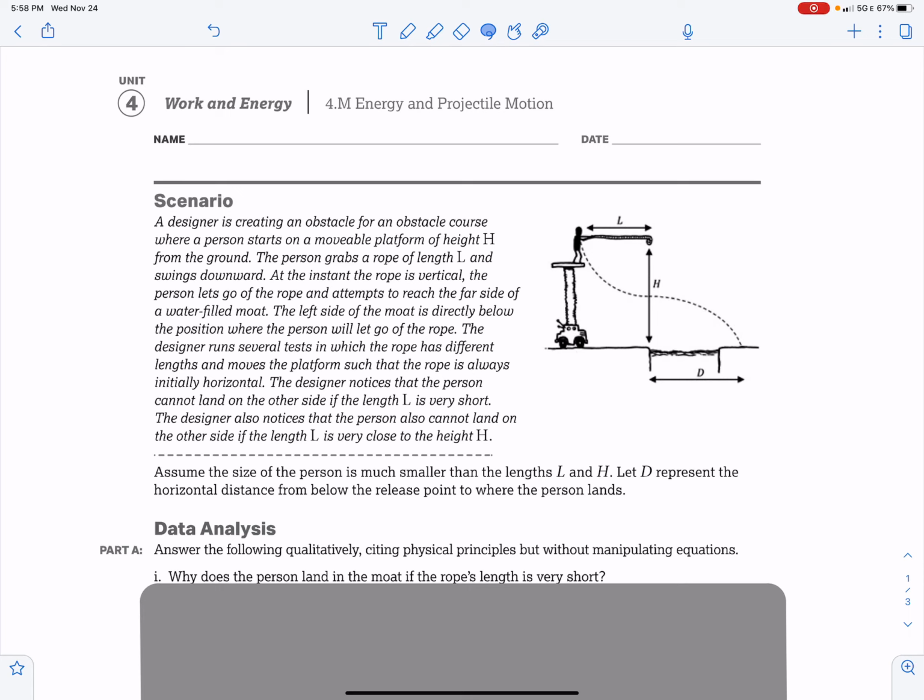AP Physics 1, Workbook, Unit 4, Work and Energy, Activity M, Energy and Projectile Motion. Please remember to pause or rewind the video as necessary. Read the scenario along with me.